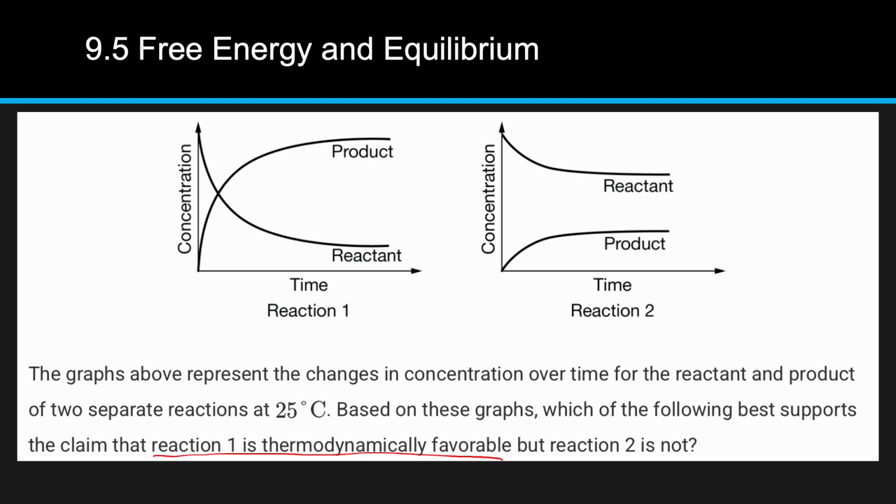Now it's saying that reaction 1 is thermodynamically favorable. And I know if I have something that is thermodynamically favorable, or a negative delta G, I know my K is going to be greater than 1. And a K that is greater than 1 means I have more products than I do reactants. And in reaction 1, we can see that at equilibrium, I have a lot more products than I do reactants. And that is why reaction 1 is showing a thermodynamically favorable reaction.